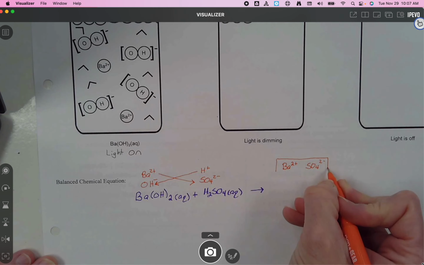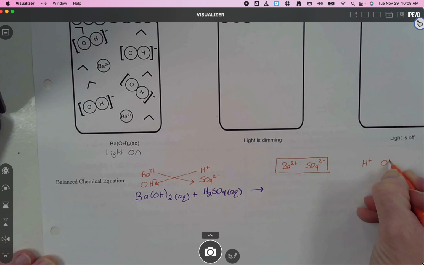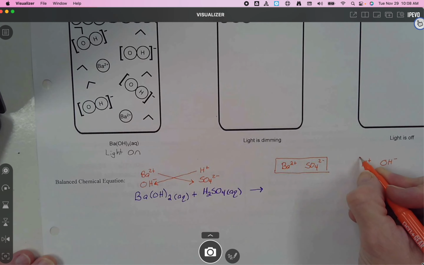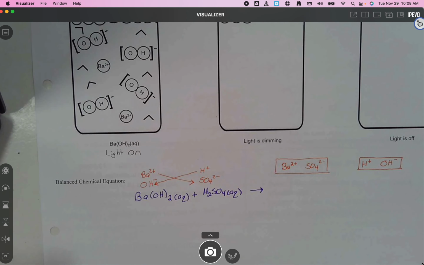Then you have to balance it. So what is it? So you have numbers. Ba is what did you say? 2 plus. And SO4 is what? 2 minus. Okay, they're both right. Isn't that balanced? So that means it's 2 minus, 2 plus. Ba plus, or is it 2 plus, 2 minus?